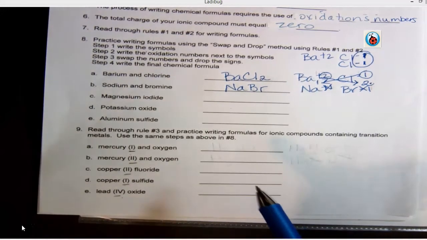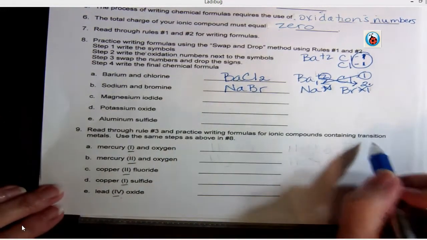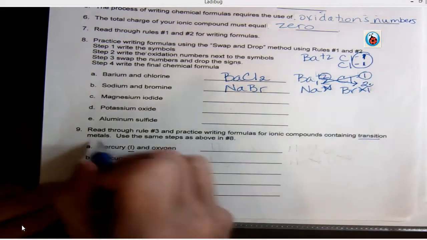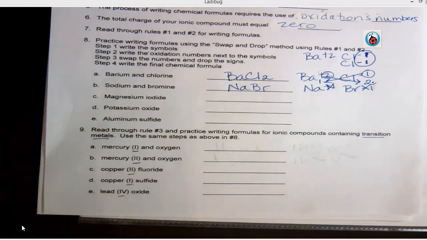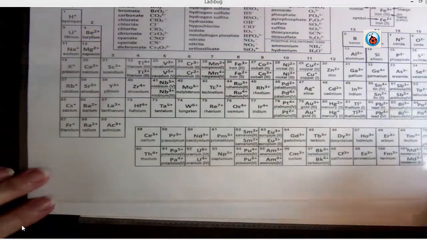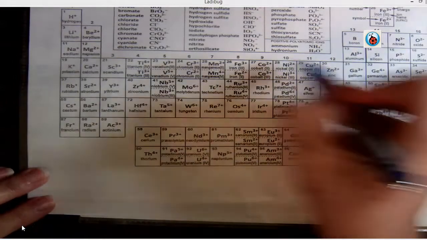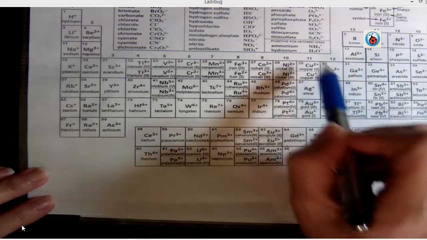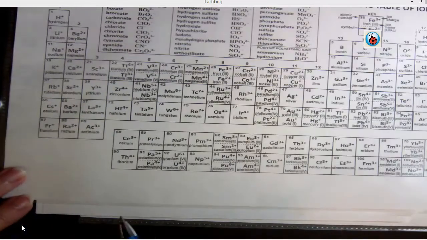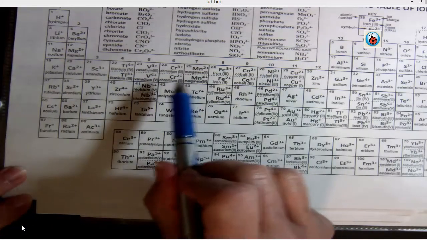Okay, so when we have ionic compounds containing transition metals, and where are those transition metals? You should know this from your periodic table. Here's our transition metals, or some of these other metals also have more than one oxidation number. You see that? So let's take, for example, iron.